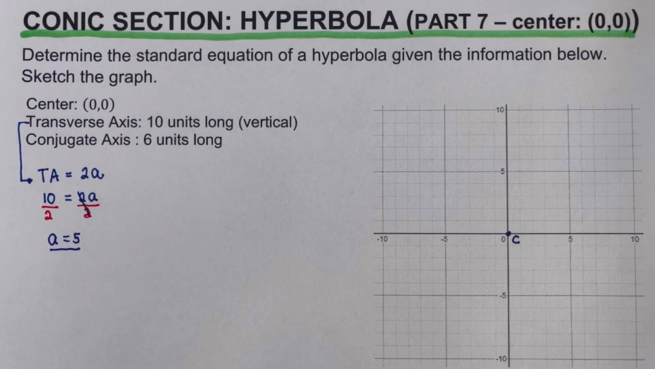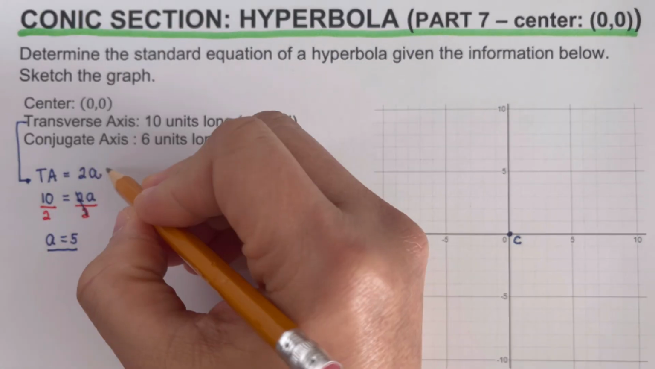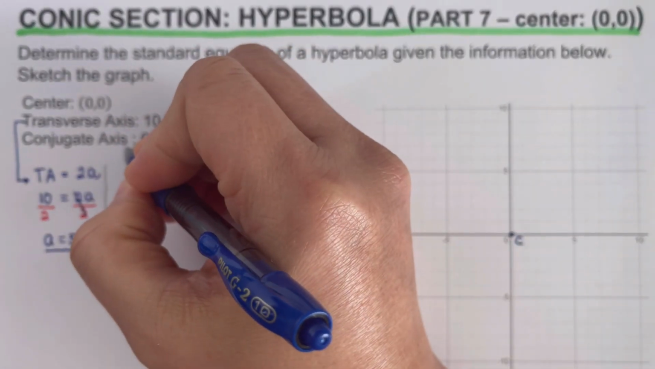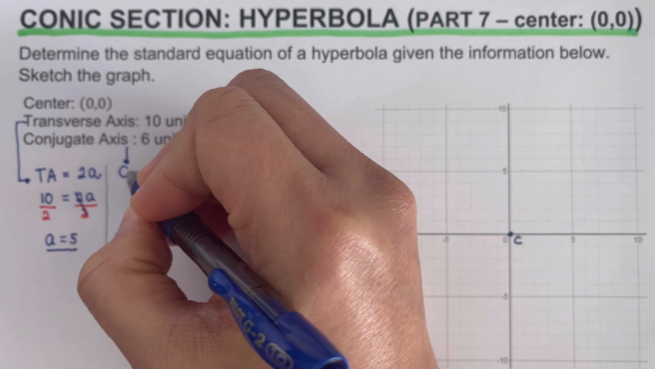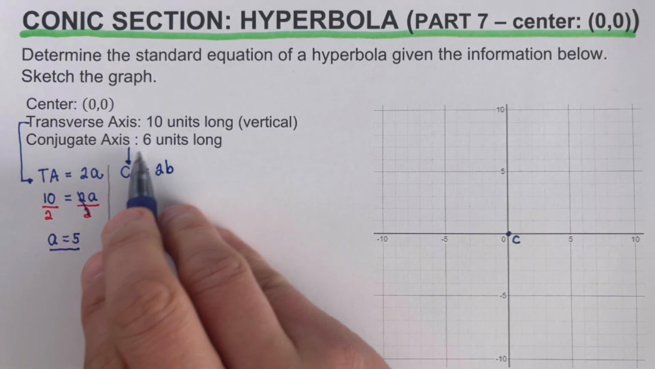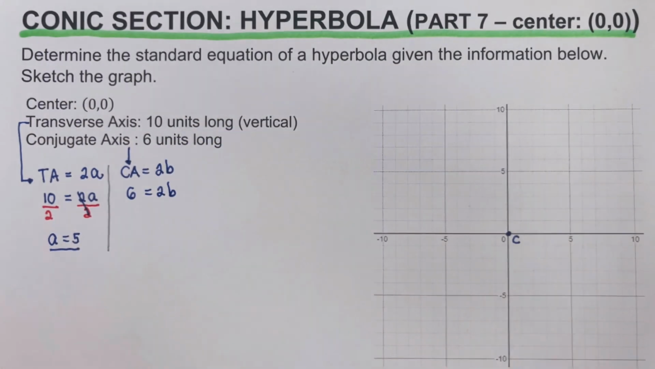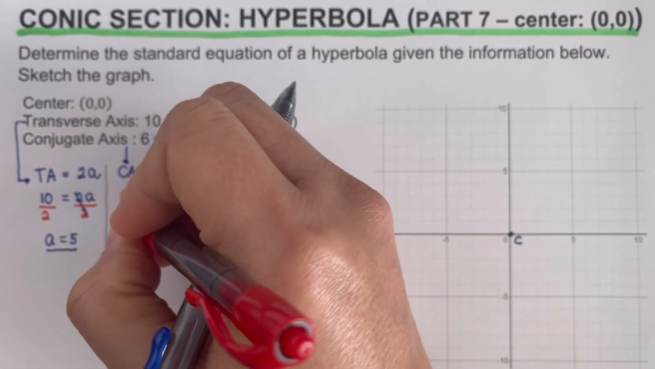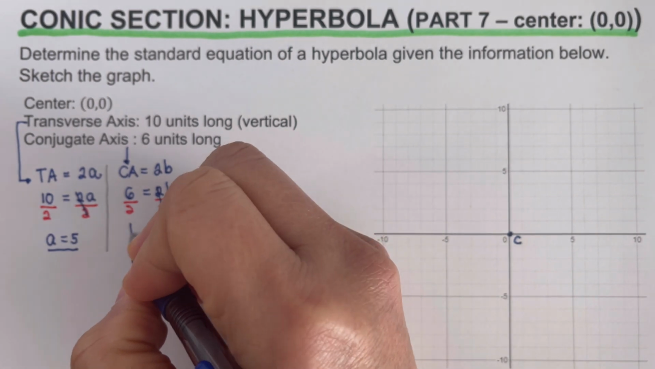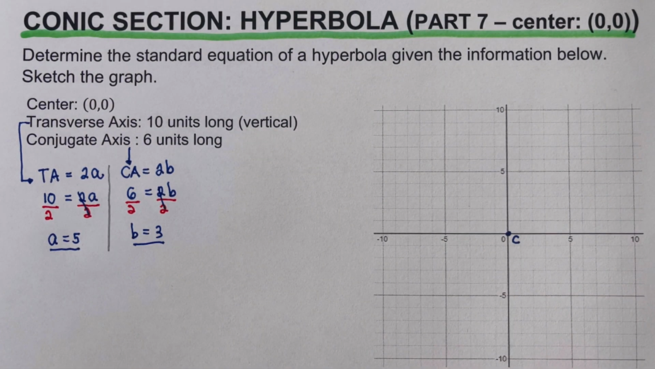We also remember that the length of the conjugate axis is equal to 2b, so we can solve for b from there. The conjugate axis, CA, equals 2b. We plug the values in. The length of the conjugate axis is 6, and that is equal to 2b. Dividing both sides by 2, our b is 3. So that's the length from the center to the co-vertex.